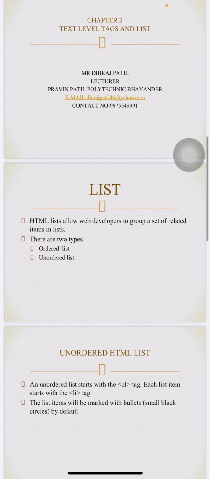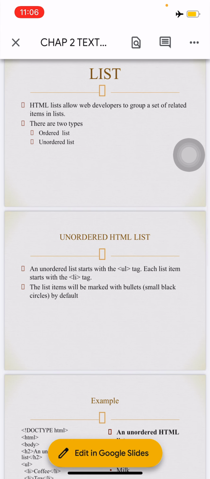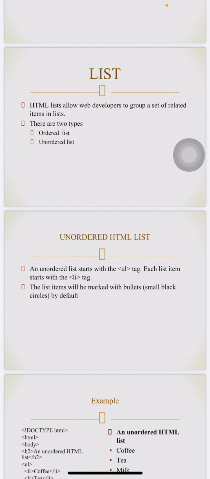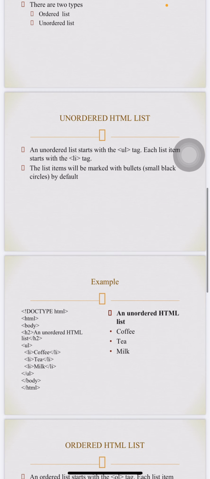Unordered list. An unordered list starts with the UL tag. Each list item starts with the li tag. The list item will be marked with a small black circle bullet by default. You can use any option like a square, a dark square box, or a triangle as the bullet. So this is the example.